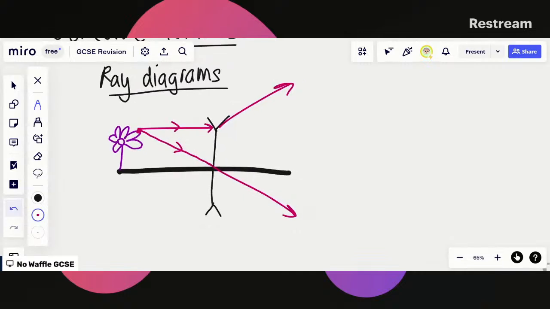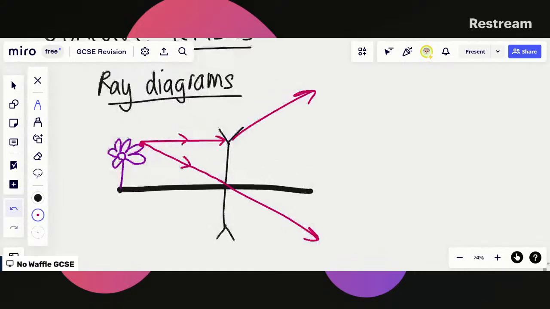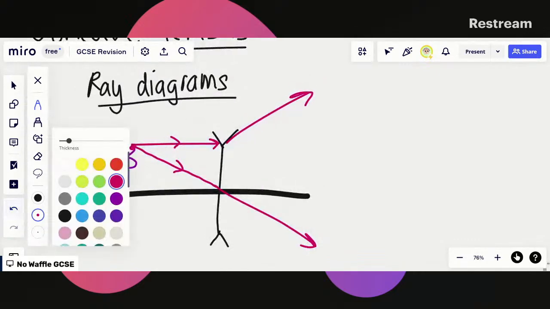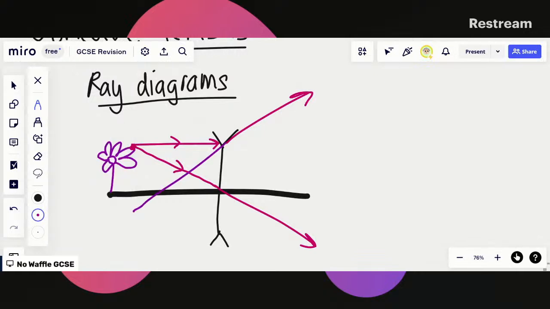So what you're going to do is instead join up these lines. You're going to draw those lines and then join up this one and that one. And then eventually it will actually meet up at a point on this side of the lens, so on the left-hand side of the lens. And what will then eventually happen is that you will get a virtual image.